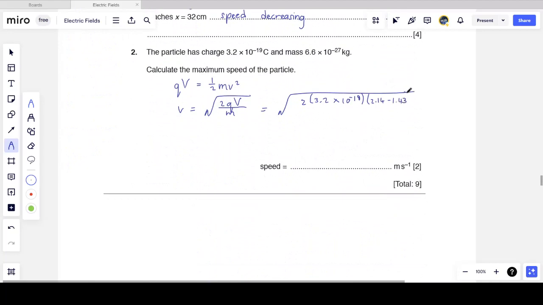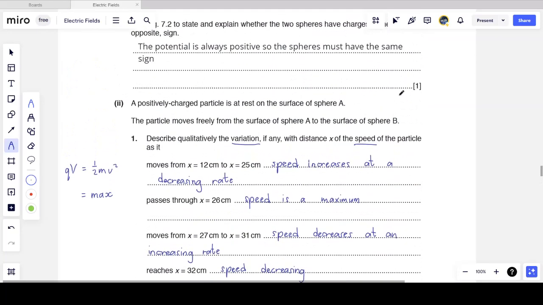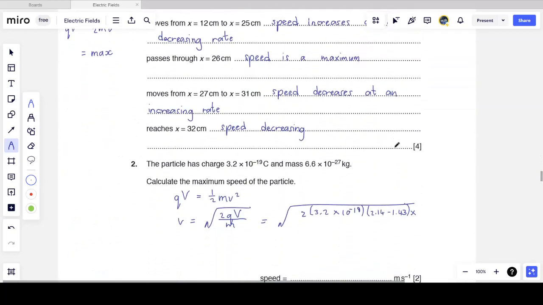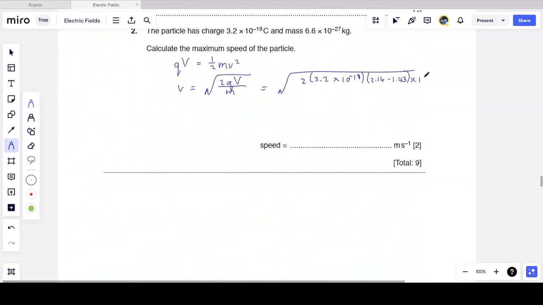Am I happy? Not quite, because I must remember that my units here are 10 to the power 4 volts. So there's a prefix in front of the volts. Make sure to write that down. And all of this divided by the mass of the particle, which is given as 6.6 times 10 to the minus 27 kg.